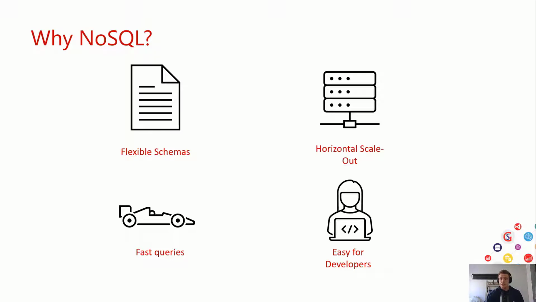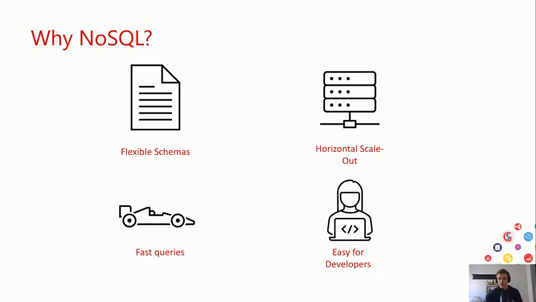There's also horizontal scaling. Most SQL databases require you to scale up this massive server vertically when you exceed the capacity requirements for your current server. NoSQL, however, allows us to scale out horizontally, meaning that we can add cheaper commodity servers whenever we need to.